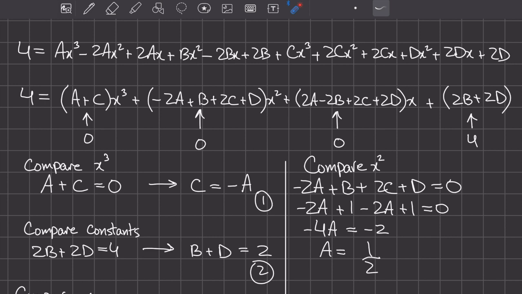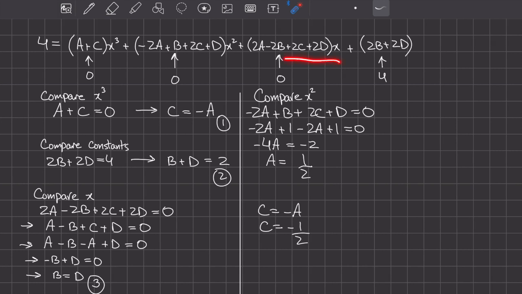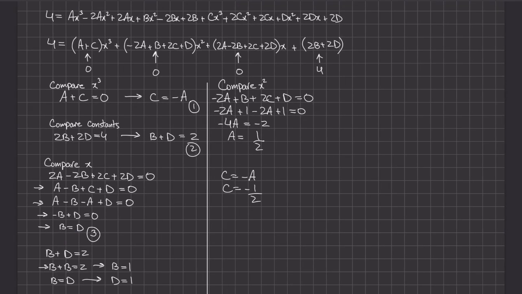For the x terms, all unknown constants have 2 being multiplied with them, so that seems like a better option to compare next. 2a minus 2b plus 2c plus 2d equals 0. Divide both sides by 2 to simplify it. We know that c equals negative a, so by plugging that in, we can cancel the two a's out. This gives b equals d. We can use this to simplify the second equation, b plus b equals 2, and b equals 1, which means d equals 1 as well.